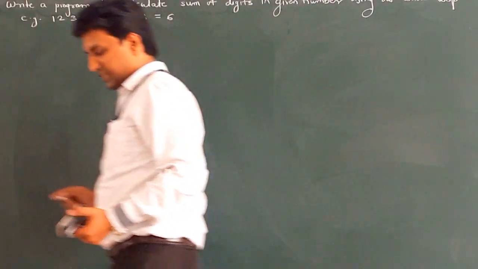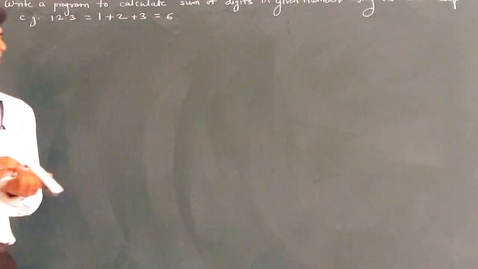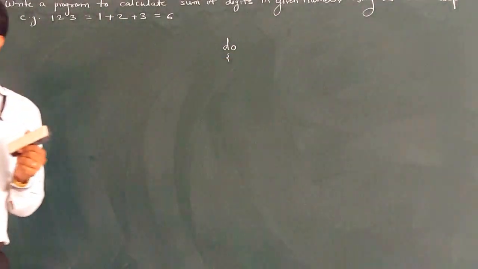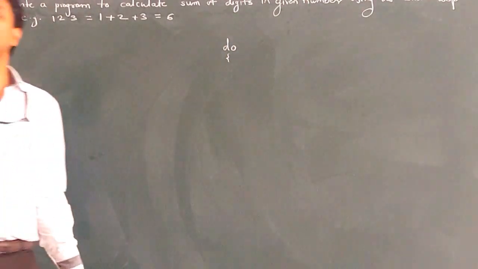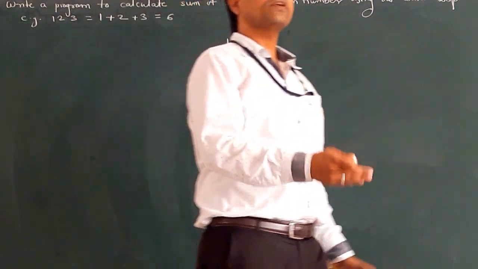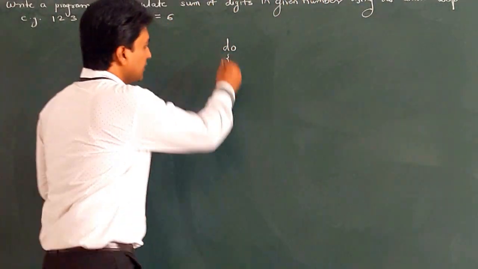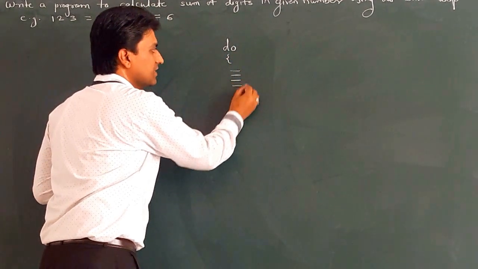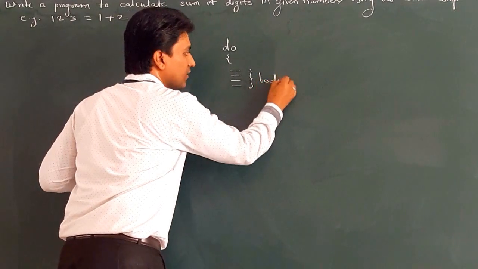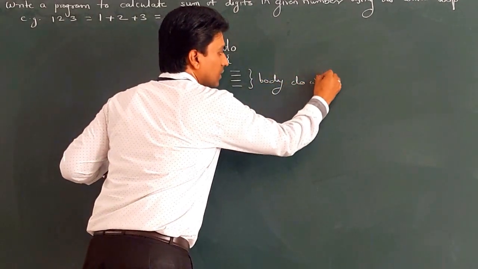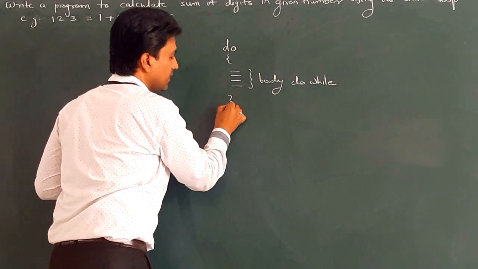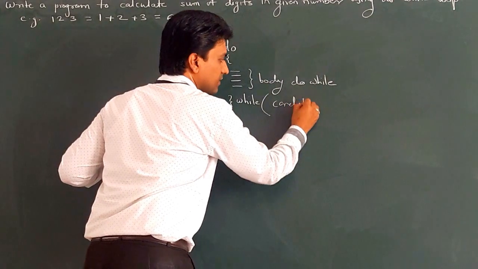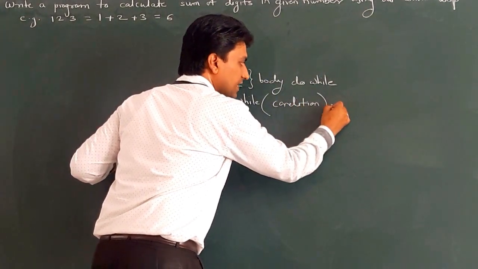So first, the syntax of the do while loop. The do while loop is also called an exit time condition checking loop, and the while loop is called an entry time condition checking loop. In the do while loop, first write do, then a curly bracket, then statements, which is called the body of the do while loop. After that, close the curly bracket, write while, and then the conditional part in parentheses, and write a semicolon.